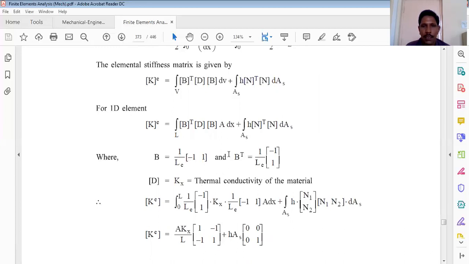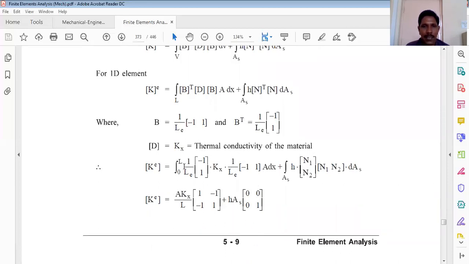So we can use the relation between global and natural coordinate, which is zeta is equal to (x minus x1) divided by (x2 minus x1) minus 1. That is, 2 times (x minus x1) divided by (x2 minus x1) minus 1. When we differentiate that with respect to x, it will be 2 by LE. So we get in general k is equal to AKx by L in the matrix of [1 -1; -1 1], plus integration of this, we get it as plus of HAs in the matrix of [0 0; 0 1]. So this needs to be understood.